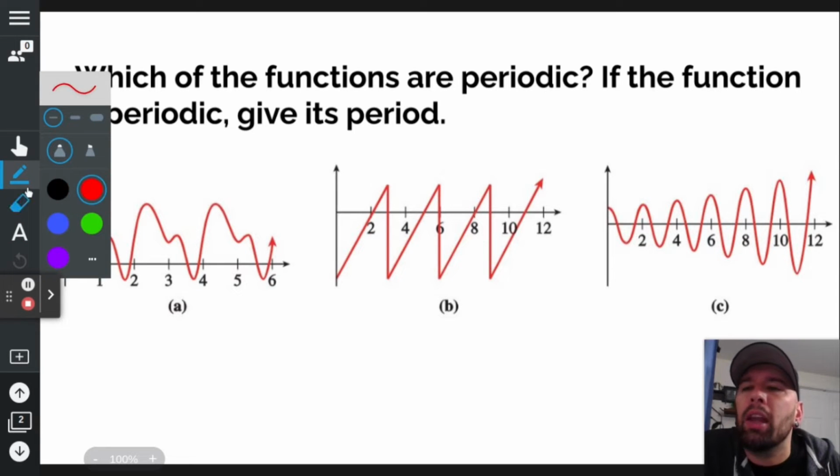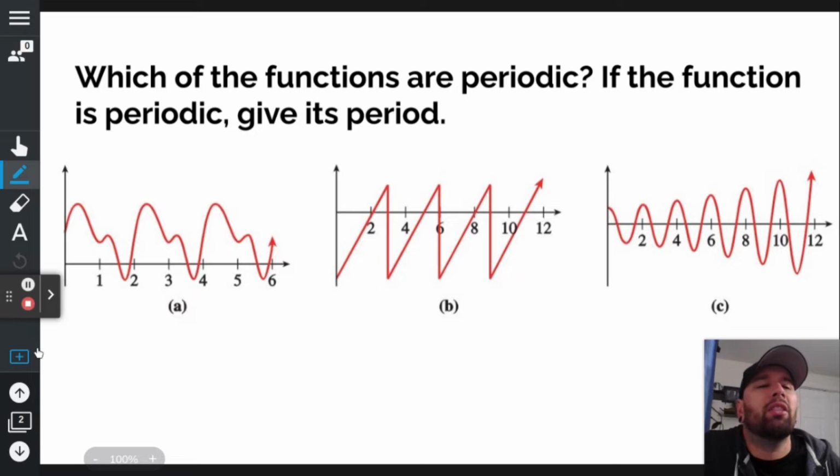Well, a periodic function is something that repeats itself exactly. When we take a look at A, it starts here, goes up, and then seems to repeat itself. If you're looking at this as the starting point, it seems to repeat itself every two spaces, which means it is periodic, and it has a period of 2 because it cycles every 2 units. So A is periodic.